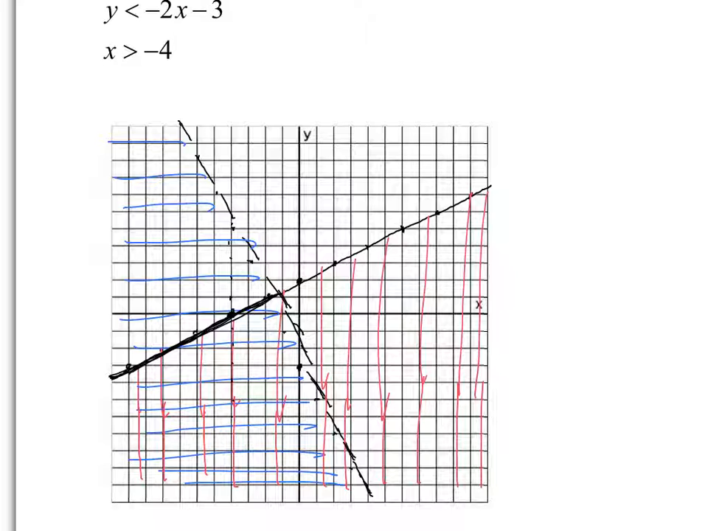So I can connect those with another dotted line, and that forms another border of my region, and I want everything to the right. So let's see, let's try and make this look like this, I guess.